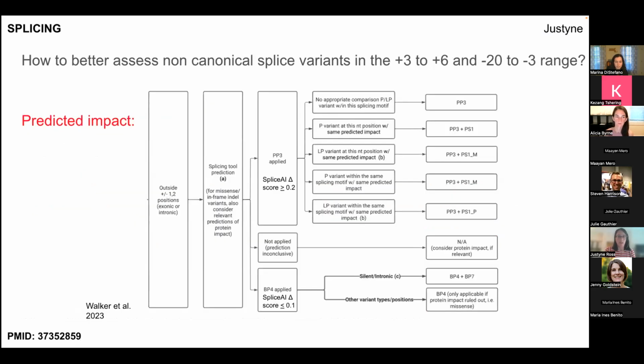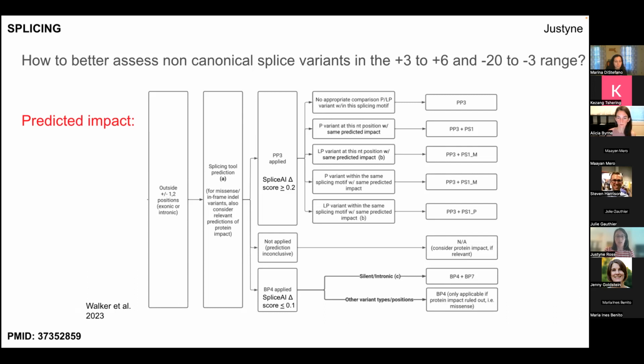So on the next slide, I've expanded the region of interest we're talking about here to include that full splice region. But as far as how to assess these types of variants and the guidance from that paper, there are 2 avenues. The first is the predicted impact. And for the predicted impact, you'll follow this flowchart where you consider if a splicing tool prediction predicts an impact, and the recommended tool was SpliceAI.